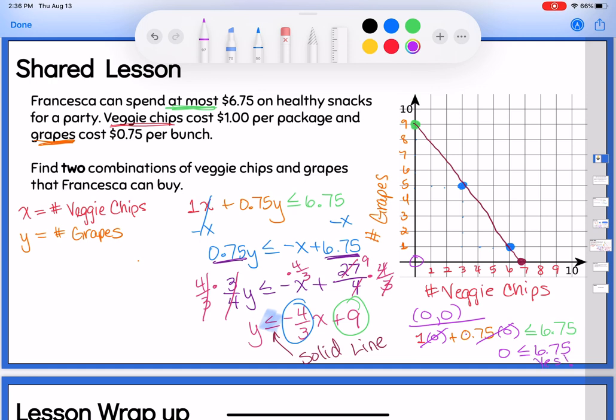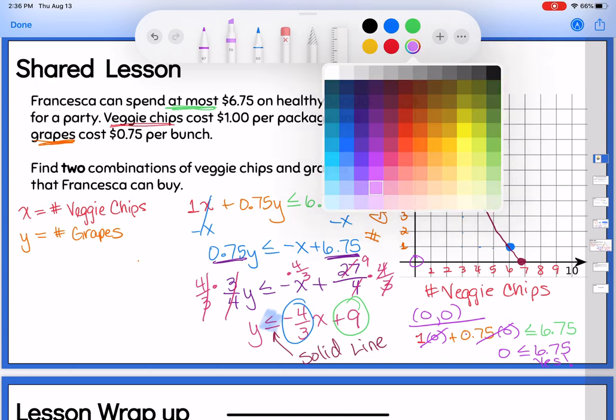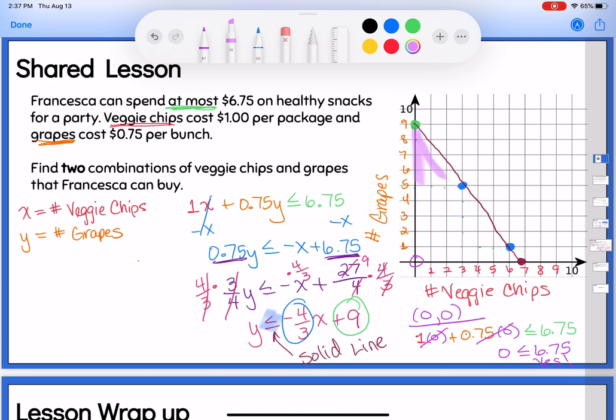So I'm going to shade the side that has 0, 0 on it, which is pretty logical. I'm sure that's what you were thinking already. Maybe since this is a real world situation, you didn't actually have to check the point. You could use your logic to figure it out, and that would be fine as well. All right, but this is the part I'm going to shade on. So anything in this shaded area or on the line are solutions since it's a solid line.